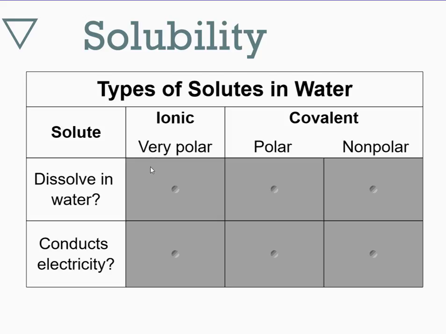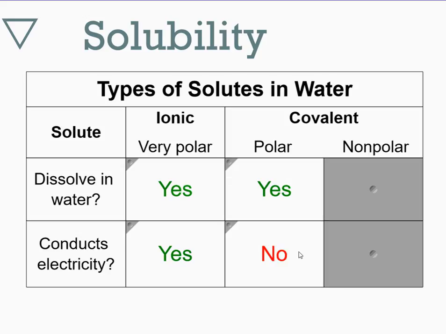So, types of solutes in water, this is just kind of a recap. Ionic compounds dissolve in water and conduct electricity. I have "very polar" here because we need to describe the relationship between the particles in the solution. There's lots of charge. Covalent compounds that are polar will usually dissolve in water and will not conduct electricity well. Nonpolar, of course, won't dissolve, and if it doesn't dissolve, it's not going to conduct electricity, so that's that.